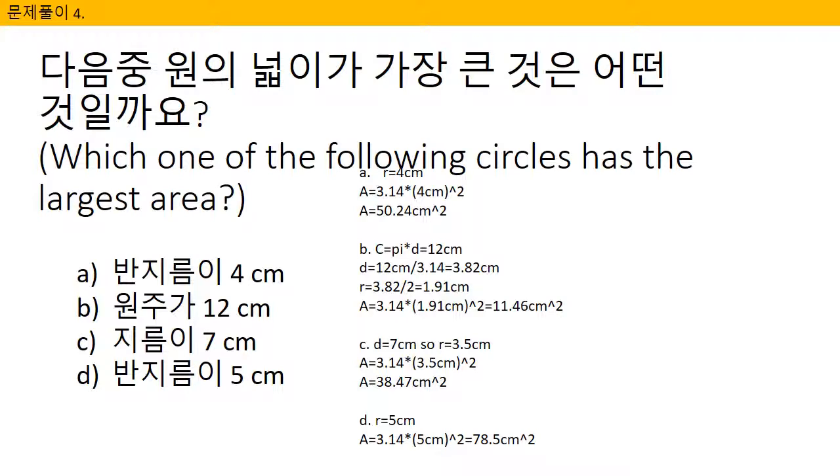We want to know which circle has the largest area, so comparing all of our answers for these 4 choices, we can see that circle D has the largest area of 78.5 centimeters squared, so our final answer is D.